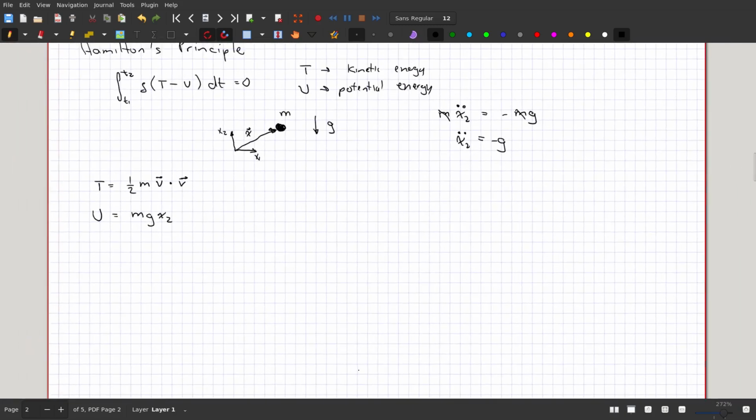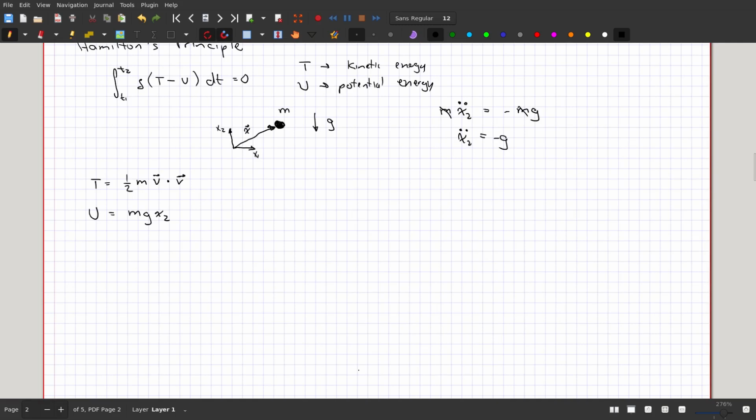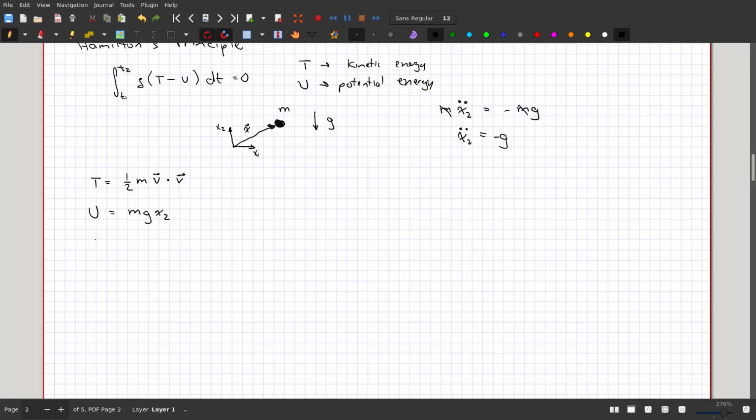All right. So let's start. I'm gonna compute the variation of the terms one at a time. So I'm gonna compute the variation of T and then the variation of U. So we'll start with this: the integral from T1 to T2 of the variation of T dt is equal to, well, we've already figured out, our T is a function of v. We've already figured out what the variation of that is.